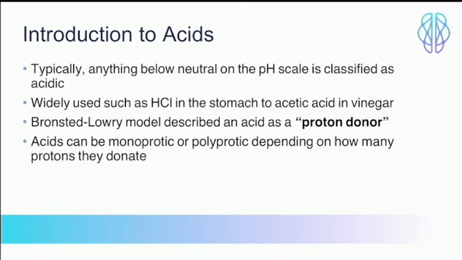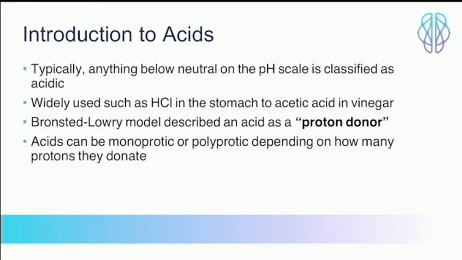There are many models for the definition of an acid. The most common one, or the one that you need to know the most, is the Bronsted-Lowry model, which describes an acid as a proton donor. A proton in this context is equivalent to H+, and if you think about it, they're kind of the same thing. So H+ is hydrogen without an electron, which is the same as a proton. So a Bronsted-Lowry acid is a proton donor.